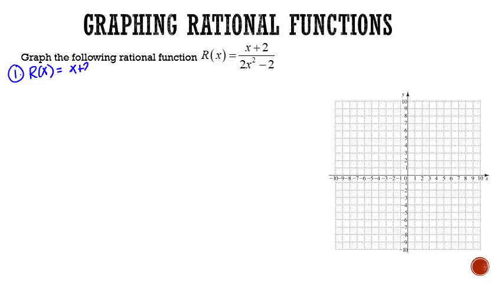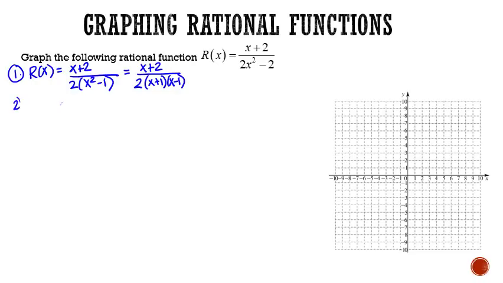The numerator can't be factored anymore, so that stays as x plus 2. For the denominator, I can factor 2 out, and I'm left with x squared minus 1. I can actually factor that further because x squared minus 1 is the difference of perfect squares. So that leaves me with 2 times x plus 1 times x minus 1. And in this case now there's nothing that I can factor out, so I'm just going to leave it.